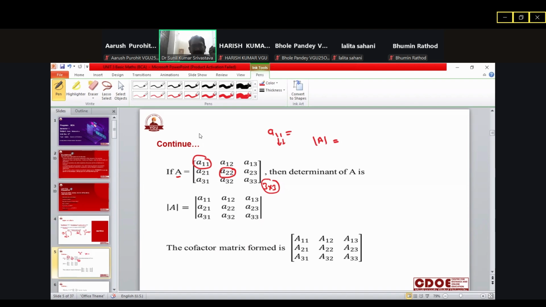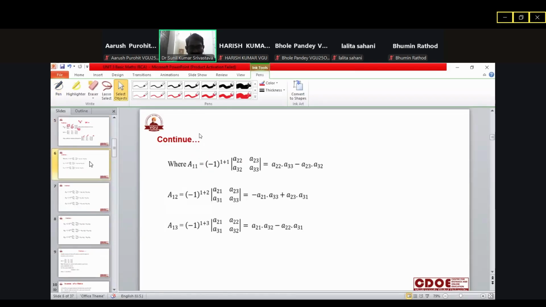For the element A11, the cofactor is the capital A11. For the element A12, the cofactor is denoted by capital A12, and A13, and so on. So for all the elements, we have to find the cofactors, and taking the transpose of this will give the adjoint of the given matrix. How to calculate and find the cofactors, we have to see. How to calculate? First, see here.